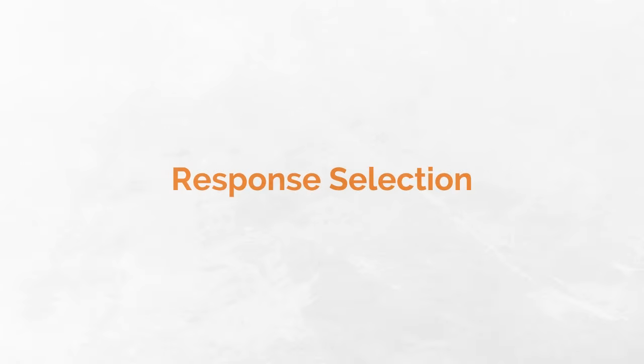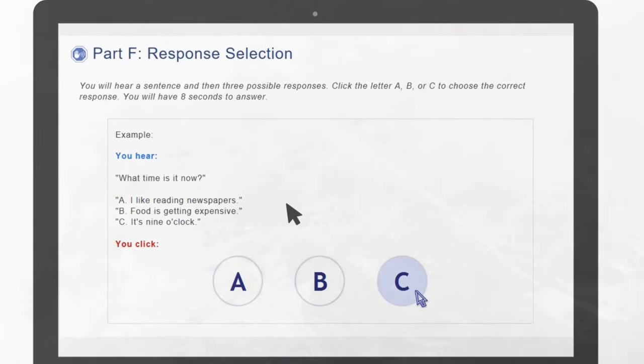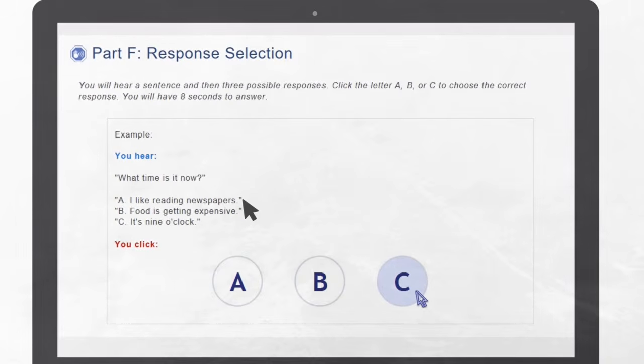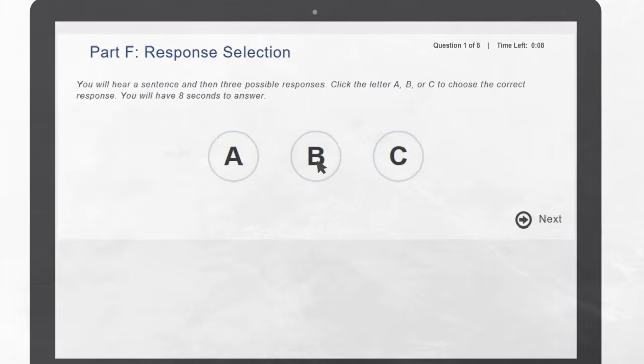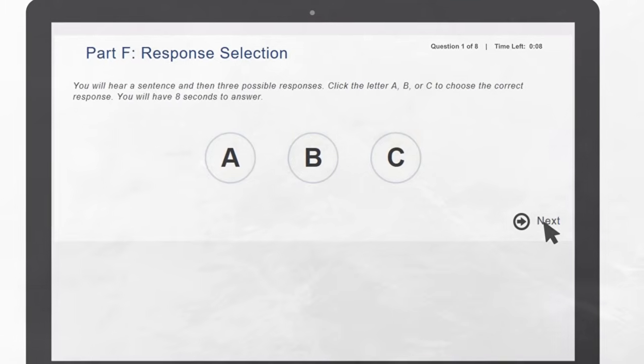Response selection. In Part F, you will listen to a sentence which is followed immediately by 3 possible response choices. Answer each question by clicking the A, B, or C buttons. You will have 8 seconds to answer. There are 8 questions in this section.